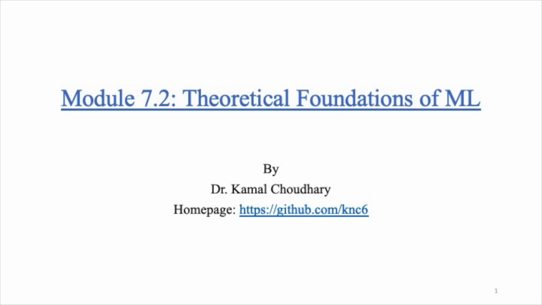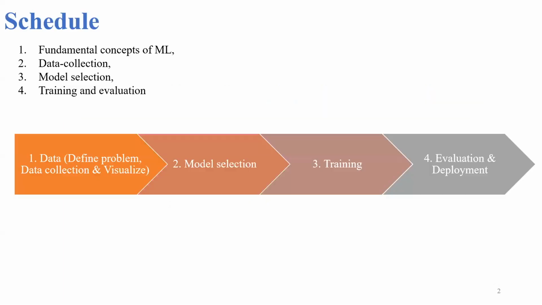Module 7.2 Theoretical Foundations of Machine Learning. In this module, we'll learn about these four key steps: data, how to define the problem, how to collect the data, how to visualize the data, how to select an appropriate model, how to train the model, and what it means to train a model, and then how to evaluate the model and deploy the model.